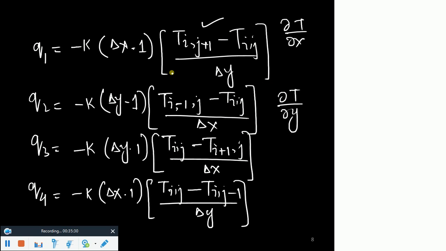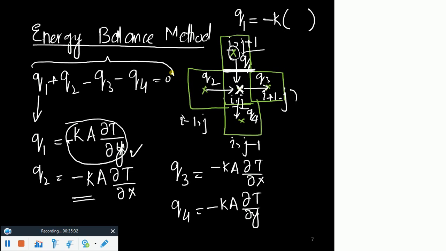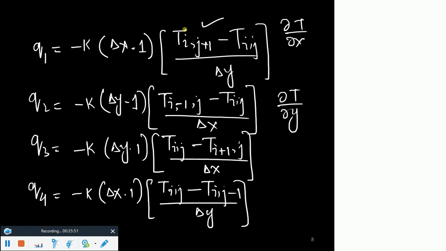Sorry? You are talking about this Q4? So this Q4 is going from Ij to Ij minus 1, because it is lower than J, right? So this is J minus 1. If you talk about this thing, this was what Q1 is. Q1.